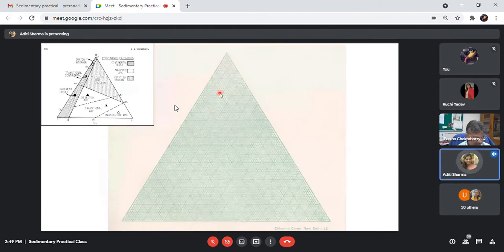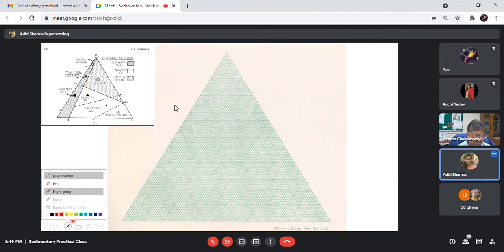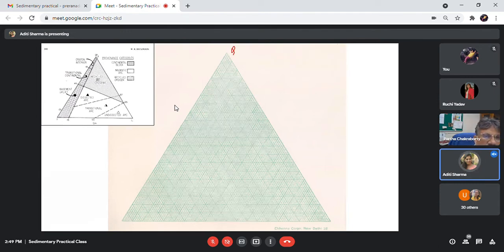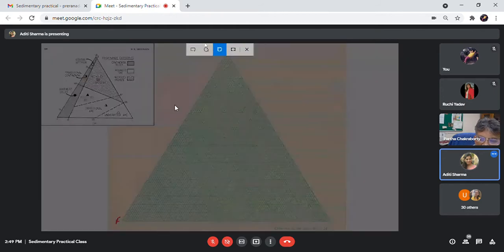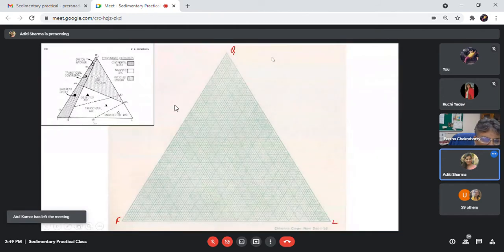So this is the triangular coordinate paper, and these are the fields defined by Dickinson. If I consider this is your quartz, this will be your feldspar, and this will be your lithic fragments. On this axis, we'll start one by one.